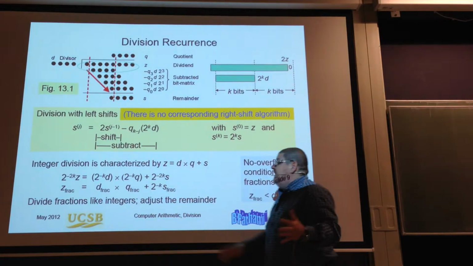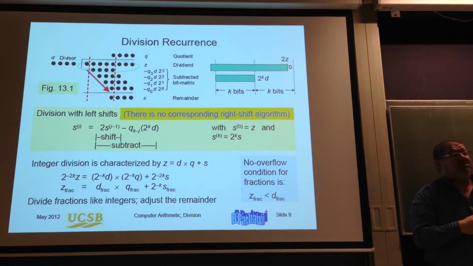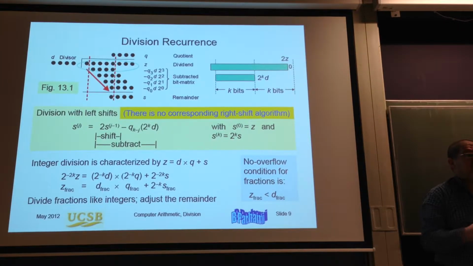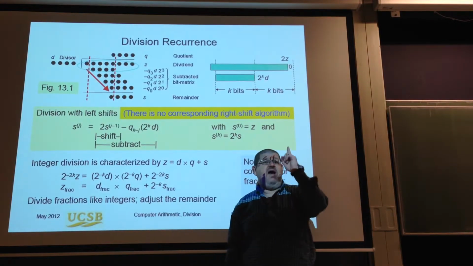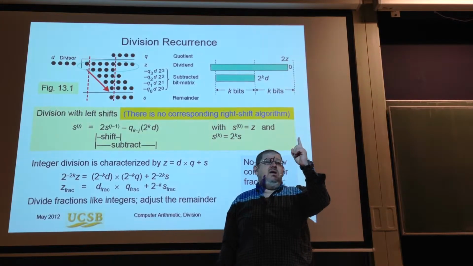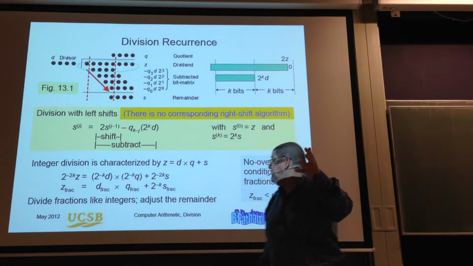Now, I can do that on integers, or I can do that on fractional numbers. It will be the same. The only difference is that I will see a 2 to the power minus k because I have the decimal point, which is only in my mind. It's not represented in hardware.